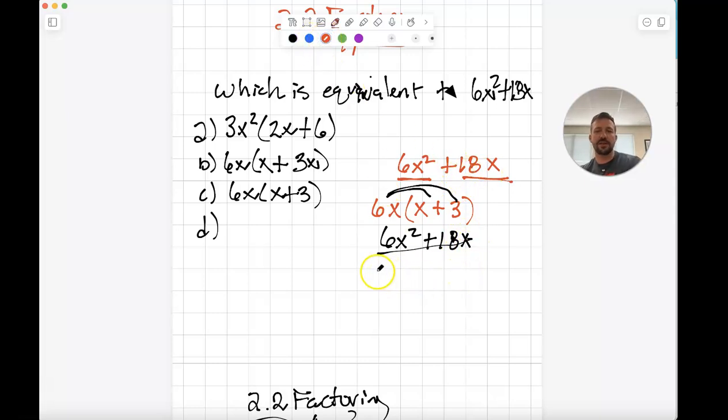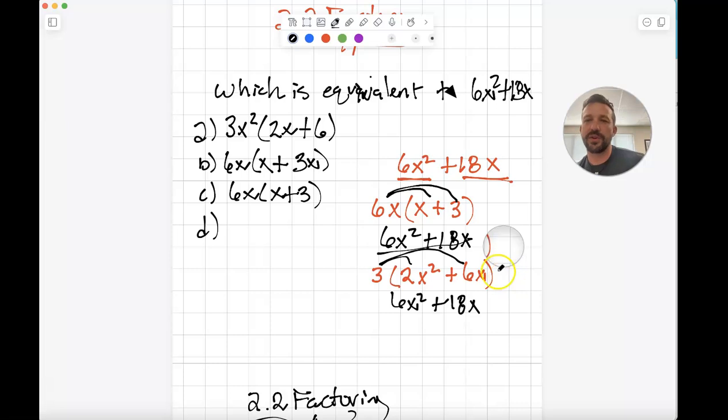Now let's see if there are any other factors we could have used. Let's say we divide out a 3 instead, and we don't take out any x's. That leaves me with 2x squared, plus, taking a 3 out of 18x, a 6x. Now let's double check this. 3 times 2x squared makes 6x squared. 3 times 6x makes 18x. And that is the same thing. So there are multiple factors; it's not like there's only one.